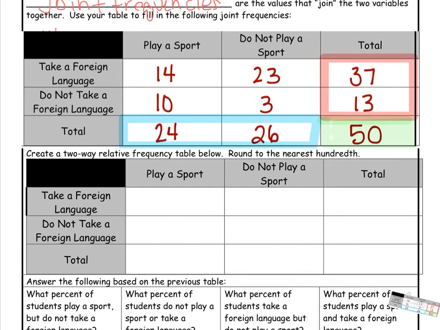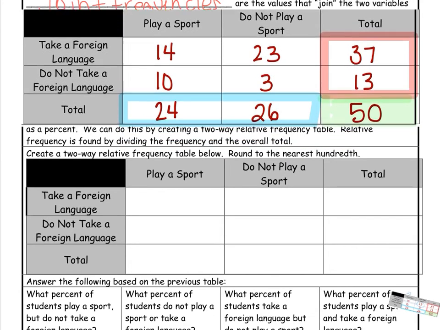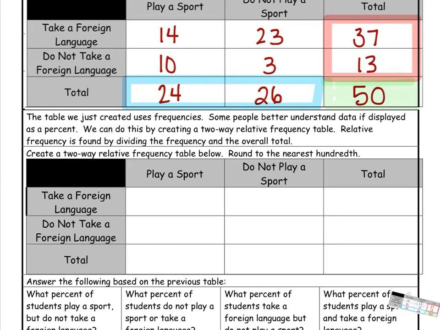Okay, we're going to use the table we just created. The table we just created uses frequencies. Some people better understand all this data if it's displayed as a percent. And we can do this by creating a two-way relative frequency table. And relative frequency is found by dividing the frequency by the overall total. So let me move that here. So relative frequency is found right here by dividing the frequency by the overall total. And our overall total is right here. Our overall total of all the students surveyed is 50.